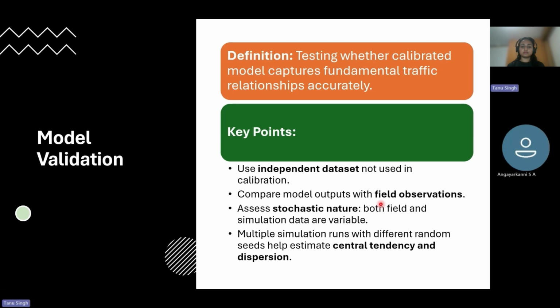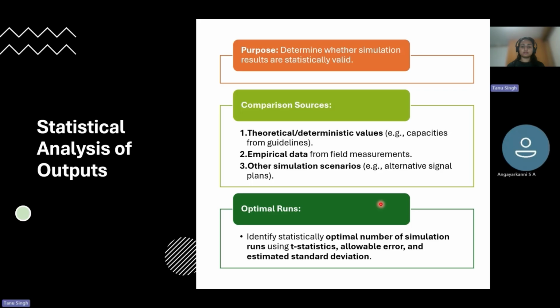So these are the steps. Firstly, we take the input, run the model, get the output, then we do model verification, calibration, and validation. Then the statistical analysis of the output. After the validation, we need to ensure that the simulation outputs are statistically valid.